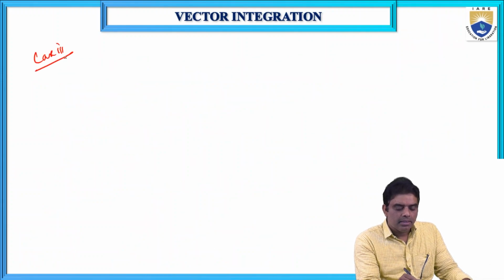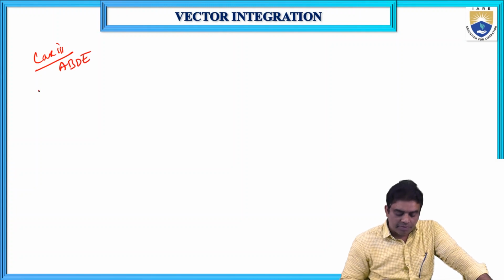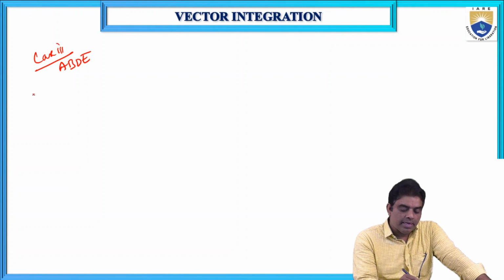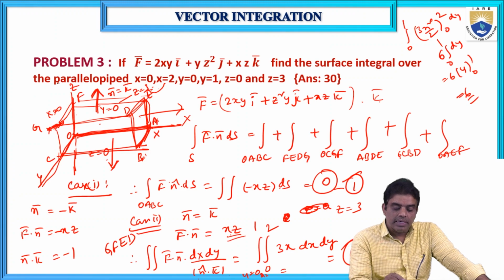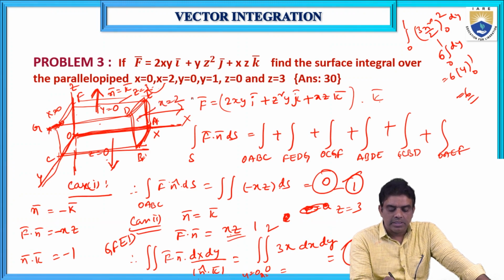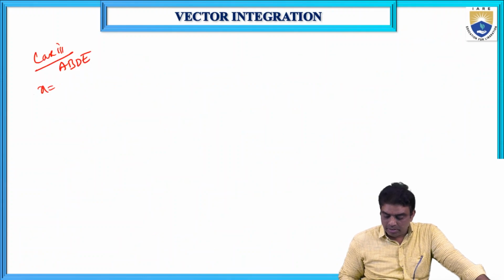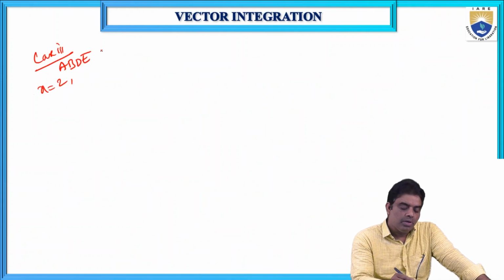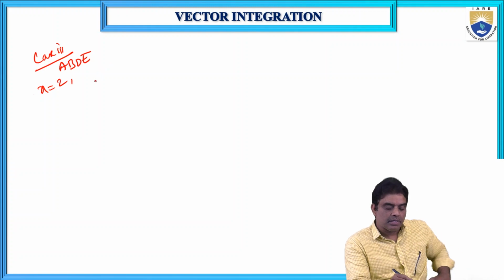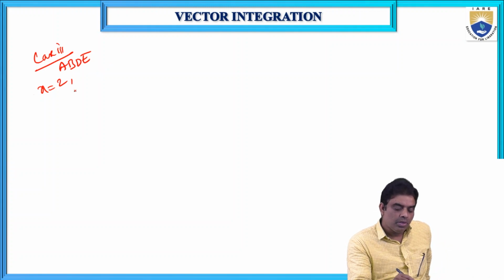Case 3 for the surface ABDE. So what is the equation of ABDE? In the YZ plane, x is equal to 2. This equation x is equal to 2 is given, so on substituting x is equal to 2. And here the outward normal vector n bar is in the direction of the x-axis, that is i bar.